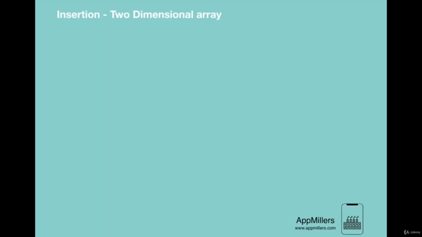Okay, now in the previous video, we have learned how to create a two-dimensional array. Now in this lecture, let's look at inserting a new value into the two-dimensional array. Now insertion over here is different from a one-dimensional array because here we cannot insert a single value and we need to insert a row or column.